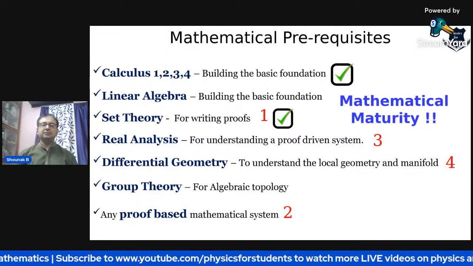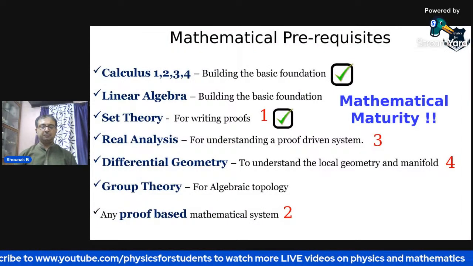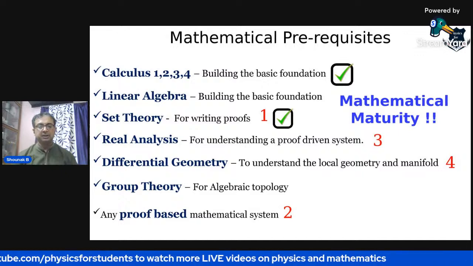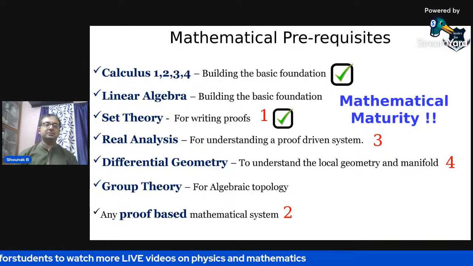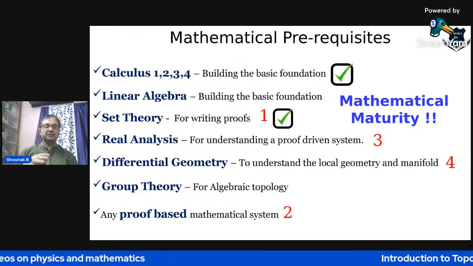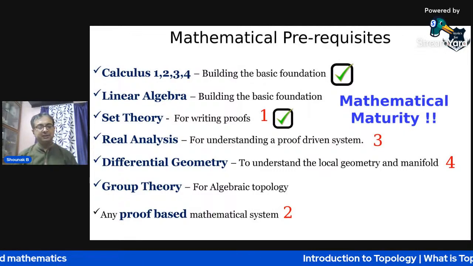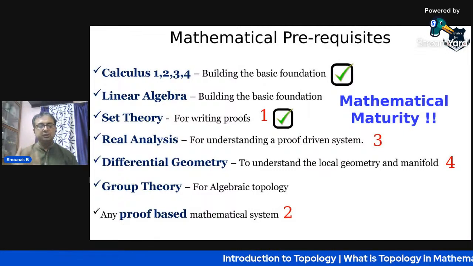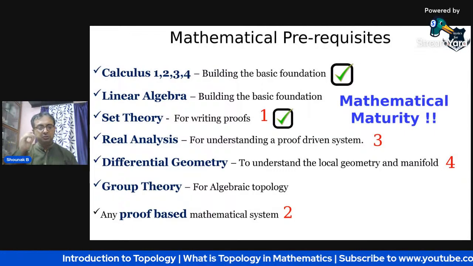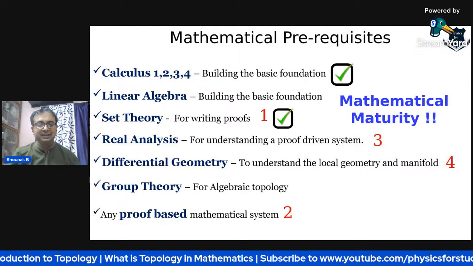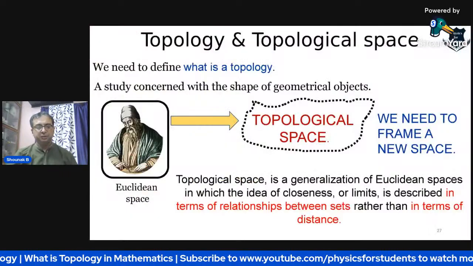The mathematics that we need to learn in topology is, number one, set theory. Number two would be a proof-based mathematical system, because every time we need to prove. Why do we need to prove? Because this is a new world, a new kind of area where we need to get hold of and define each and everything. We also need to understand a little bit of real analysis, and if possible, differential geometry.